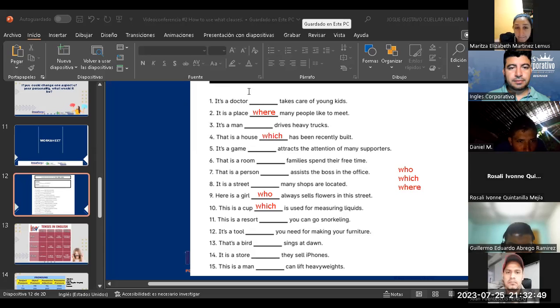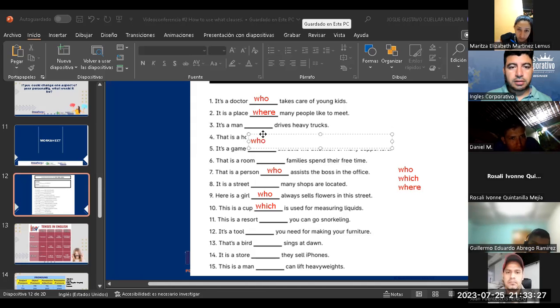If a doctor would take care of you, young kid. Yeah, he takes care. Thank you. Okay, David, and then we go with John. Number seven. That is a person who assists the boss in the office. Mm, yeah, of course. Okay, we go with John and Rosalie. No sé si ha pasado Rosalie. Yes, John. Okay, let me see. Number three is a man who drives heavy truck. Okay, thank you.